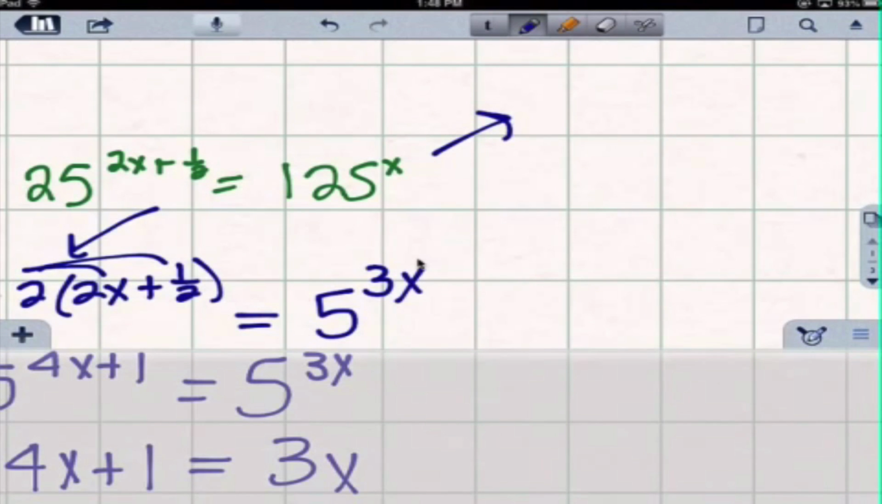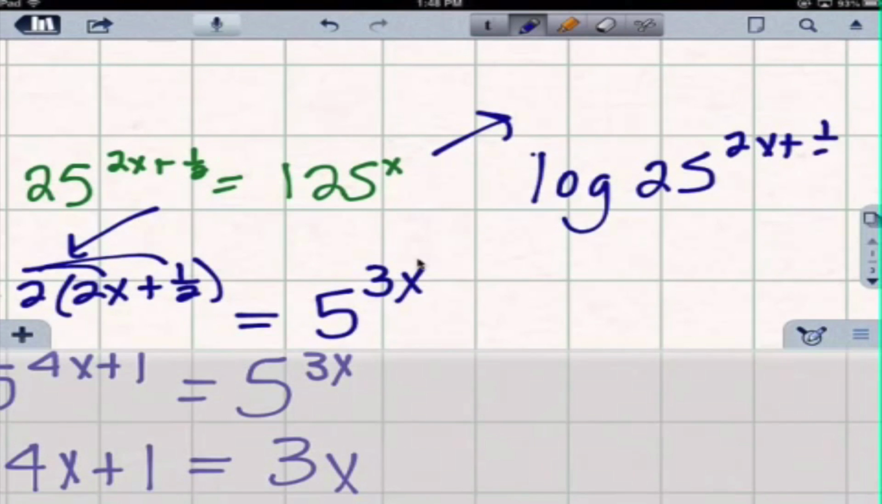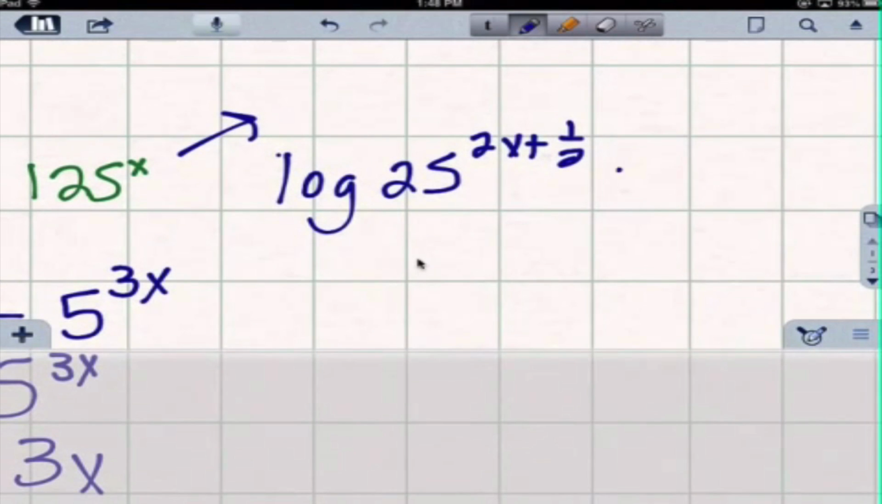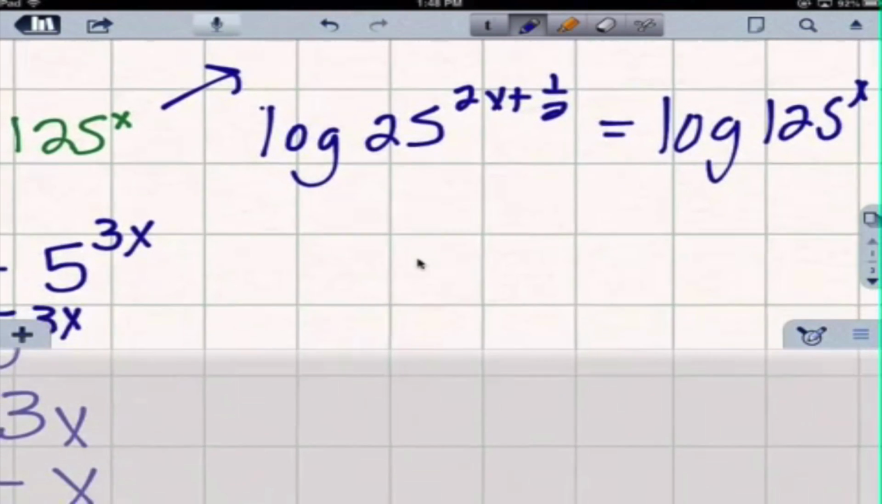In this case, since I have exponents on both sides, I could go ahead and take a log of both sides. This is one we actually would not change into a logarithm, so I take it back. There's only two ways we could do this. I could do log of 25 to the 2x plus 1/2 equals log of 125 to the x.